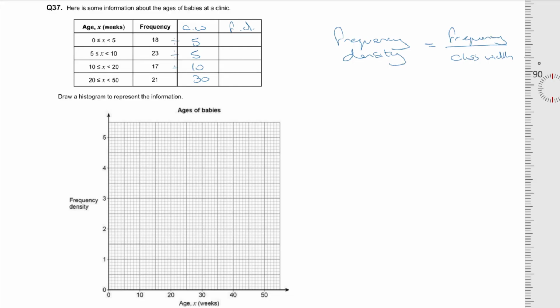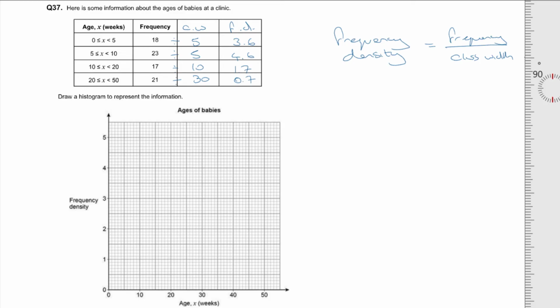18 divided by 5, 23 divided by 5, 17 divided by 10, 21 divided by 30. Right, so 18 divided by 5: double it and divide by 10 is the easiest way. 18 times 2 is 36, divided by 10 is 3.6. Same thing with 23: double it is 46, divided by 10 is 4.6. 17 divided by 10 is 1.7. And then 21 divided by 30: divide by 3 first, it will be 7, divided by 10, it will be 0.7. Okay, so they're my frequency densities.